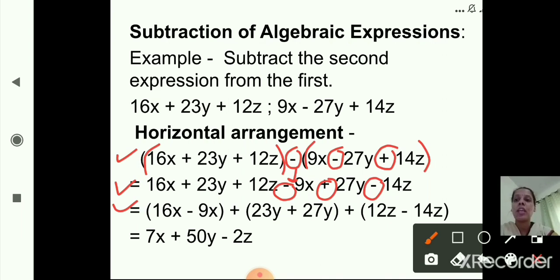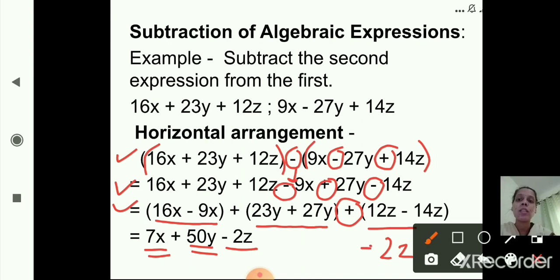So 16x minus 9x. Then the second like term is 23y plus 27y. And the third like term is 12z minus 14z. So 16x minus 9x, the answer is 7x. 23y plus 27y, the answer is 50y. And 12z minus 14z, the answer is minus 2z, because outside the bracket there is a plus sign and inside the bracket we got minus 2z. So plus minus is minus, that's why minus 2z. So the answer is 7x plus 50y minus 2z. Okay, hope you are clear with this.